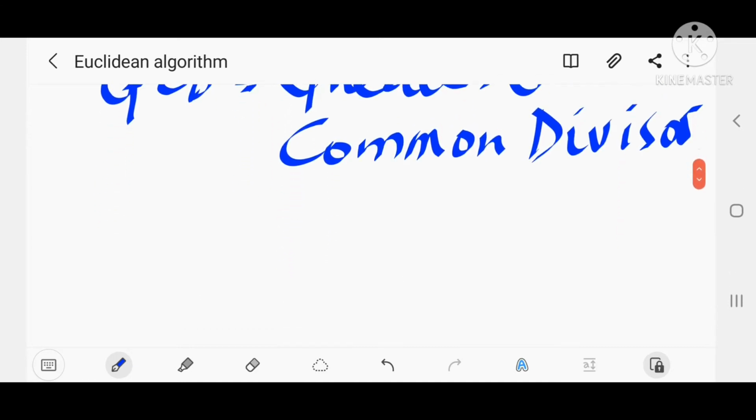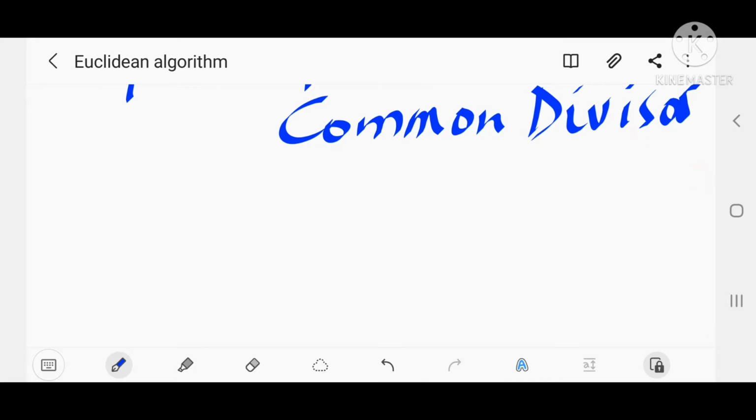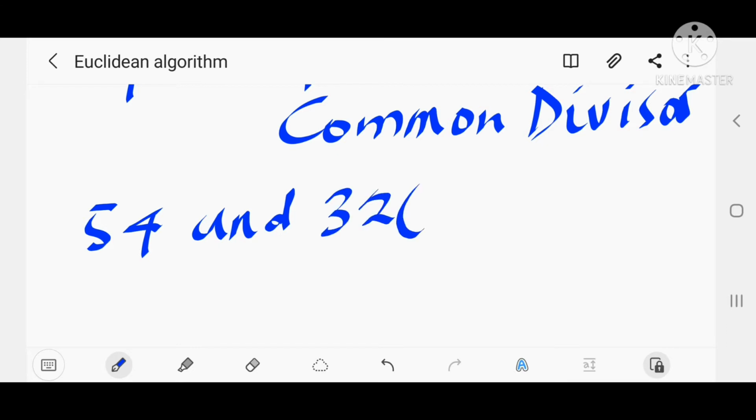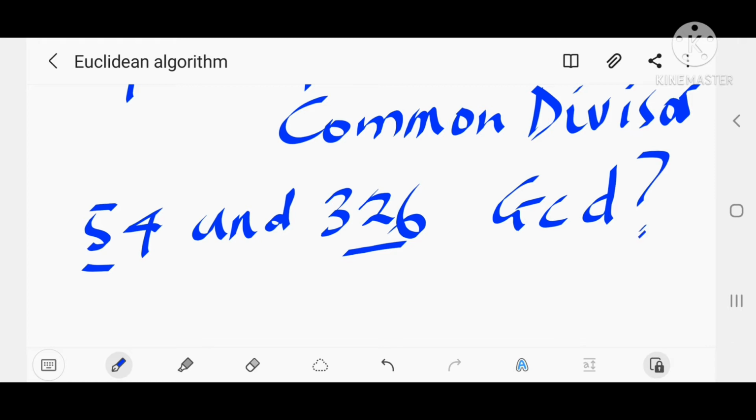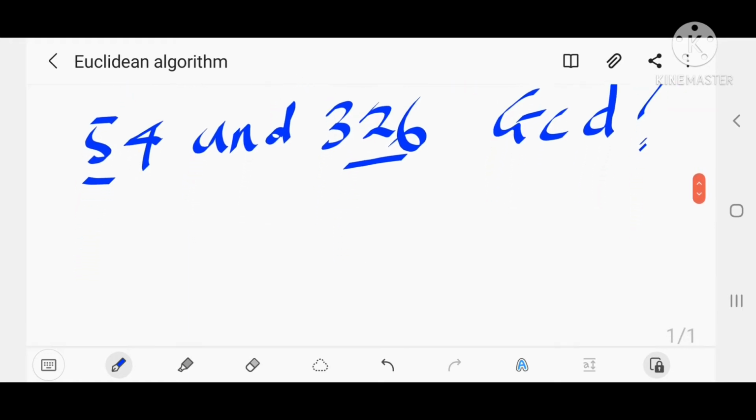All right, so now, given that we have 54 and 326, we want to find the GCD. What is the GCD of 54 and 326?